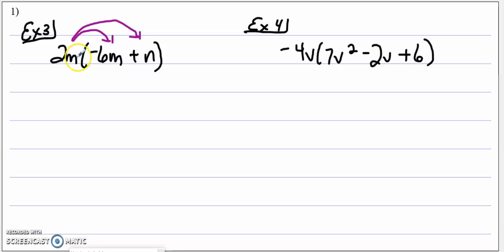Okay, 2m times negative 6m. So positive times negative is negative. 2 times 6 is 12. M to the first times m to the first is m squared. And then positive times a positive is positive. 2 times, remember there's a 1 in front of here, so 2 times 1 is 2.